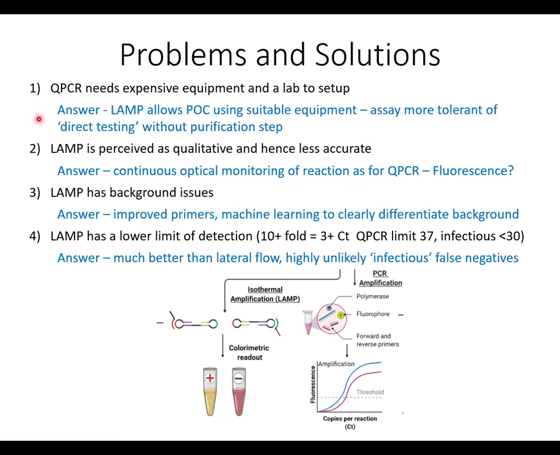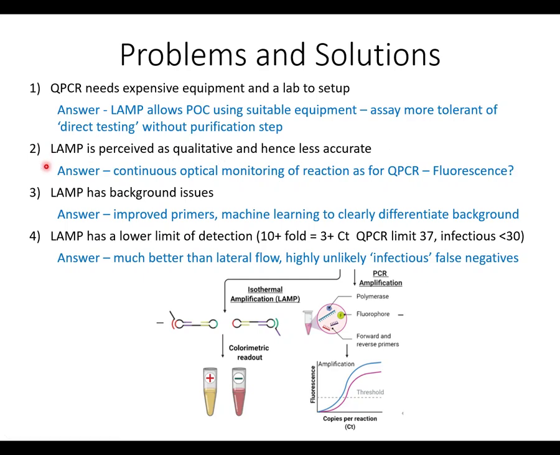And LAMP has big advantages because it will allow point of care testing using suitable equipment, meaning you can actually test things where people are and give them an answer very quickly. So the advantage of it being more tolerant means that we can do direct testing of people's samples without the purification step and hopefully produce answers in less than half an hour rather than the couple of hours it takes for a typical qPCR assay.